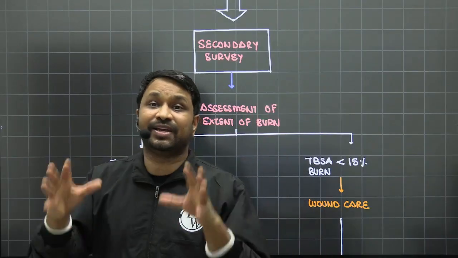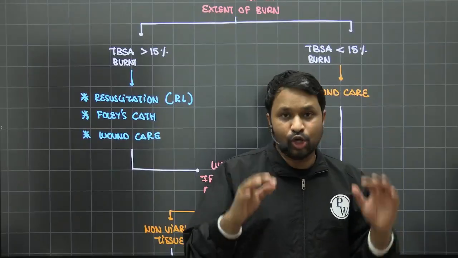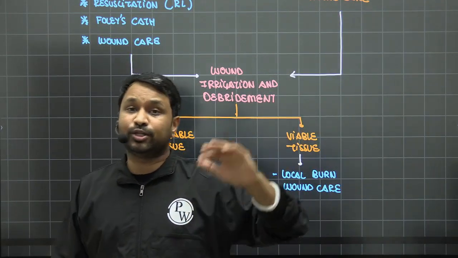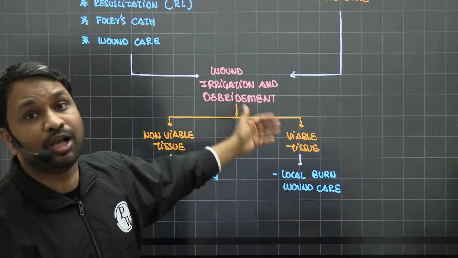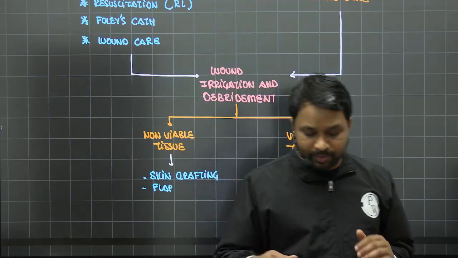The secondary survey is where you do the percentage of body surface area burnt assessment. Look if it requires wound debridement or not. If it requires, then you look for viable and non-viable tissue. Non-viable will require skin grafting or a flap reconstruction. Viable tissue would require basic dressings and topical management.